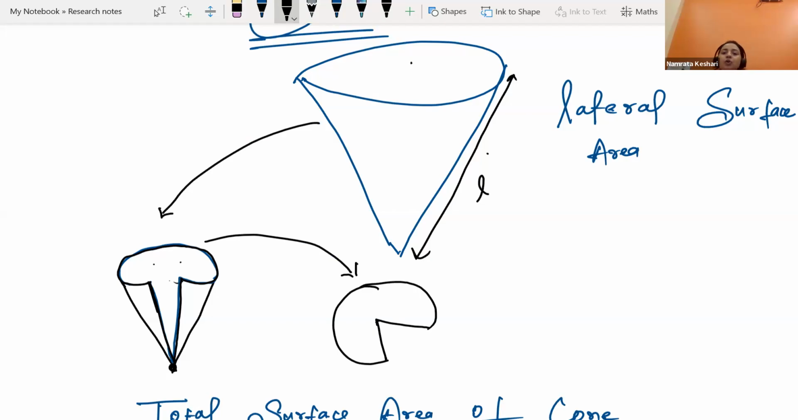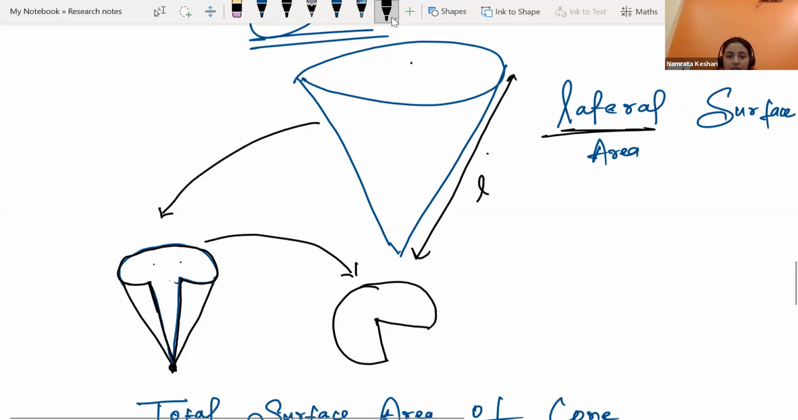Okay, now we want to find the surface area. We easily took a rectangular sheet and found the area, and then found the curved surface area of the cylinder. But what about the curved surface area of this cone? That is called the lateral surface area. So think about it.